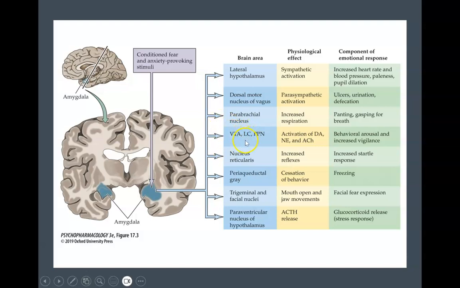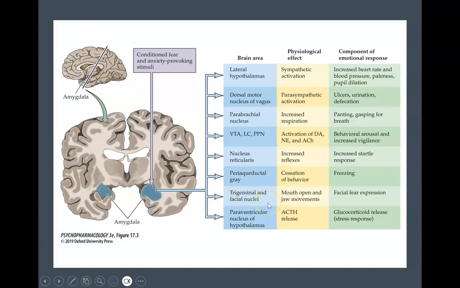Areas like the ventral tegmental area, the locus coeruleus, and the PPN, we're going to get some activation of dopamine, norepinephrine, and acetylcholine, which is all going to enhance our arousal. The reticular nucleus, we get increased reflexes and an increased startle response. The periaqueductal gray is going to cause defensive or predatory or defensive aggression. We're going to maybe get a freezing response.